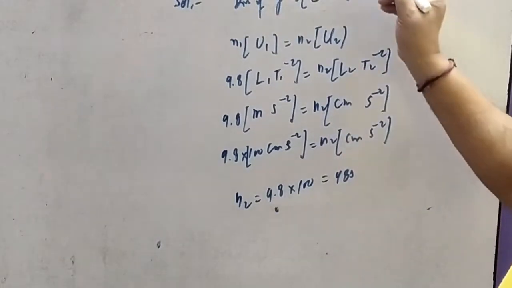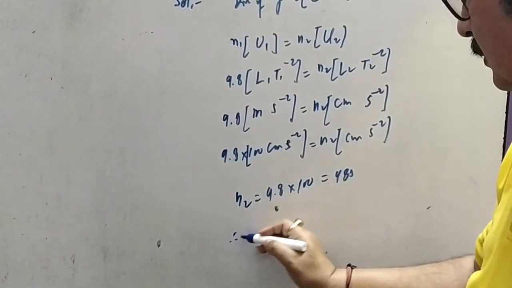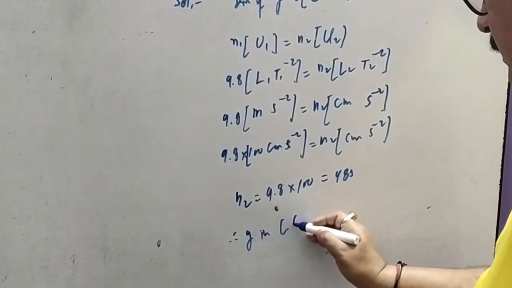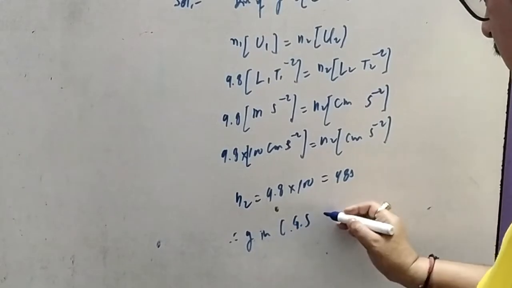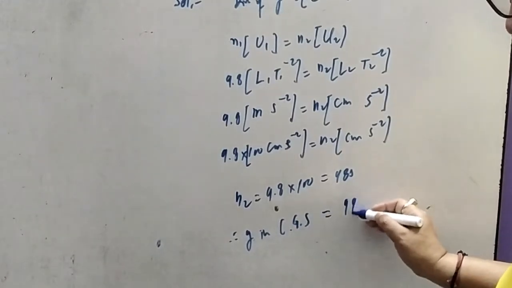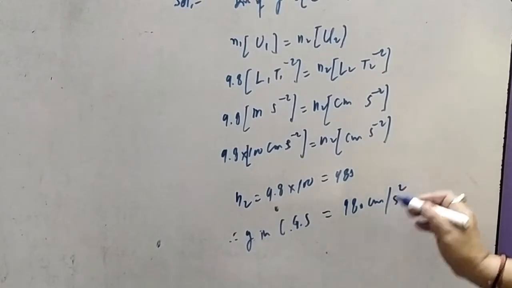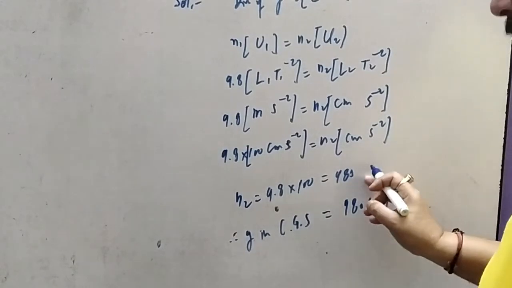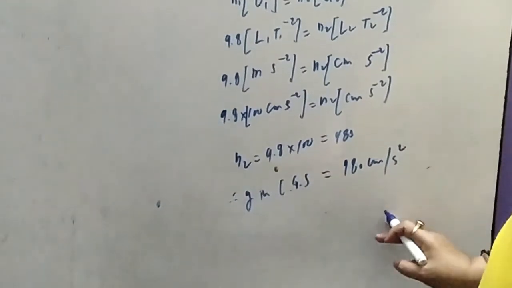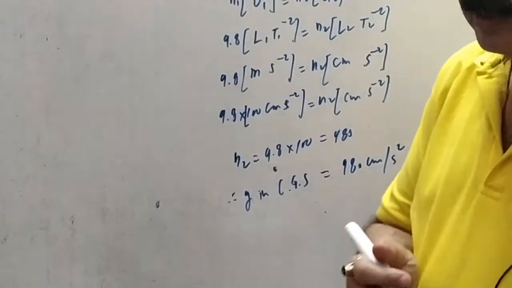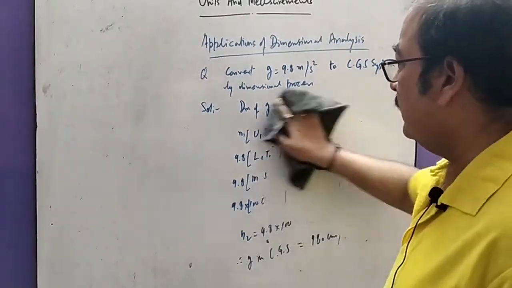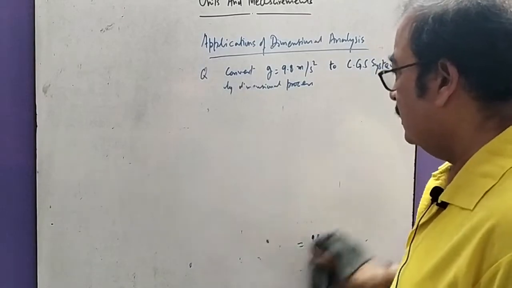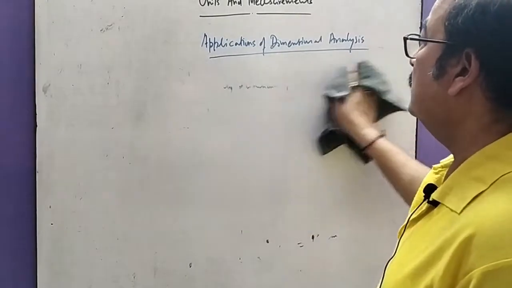Okay, therefore the value of g in CGS is equal to 980 centimeter per second square. Here we have to write the unit. Above it is only the numerical value; here it is the complete value. This is our answer. You can find many other numericals in the book which you can solve, and you will enjoy solving them. This was your first application.